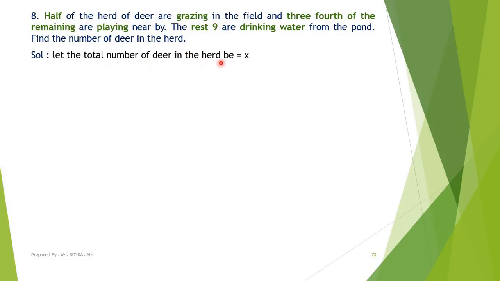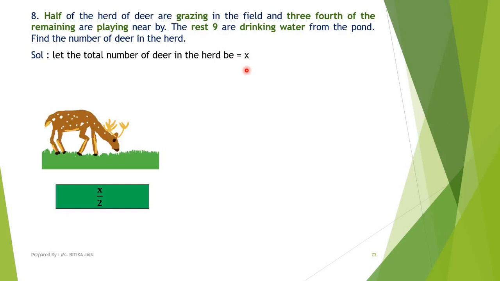Let the total number of deer in the herd be x. And half of the herd of deer are grazing. So, what would be the half value of x? Obviously, x by 2 deer are grazing in the field. Okay. Next line is, and 3/4 of the remaining. So, if half of the deer are grazing in the field, what will be the number of deer remaining? X minus x by 2. Again, we will get x by 2. So, x by 2 deer are remaining.